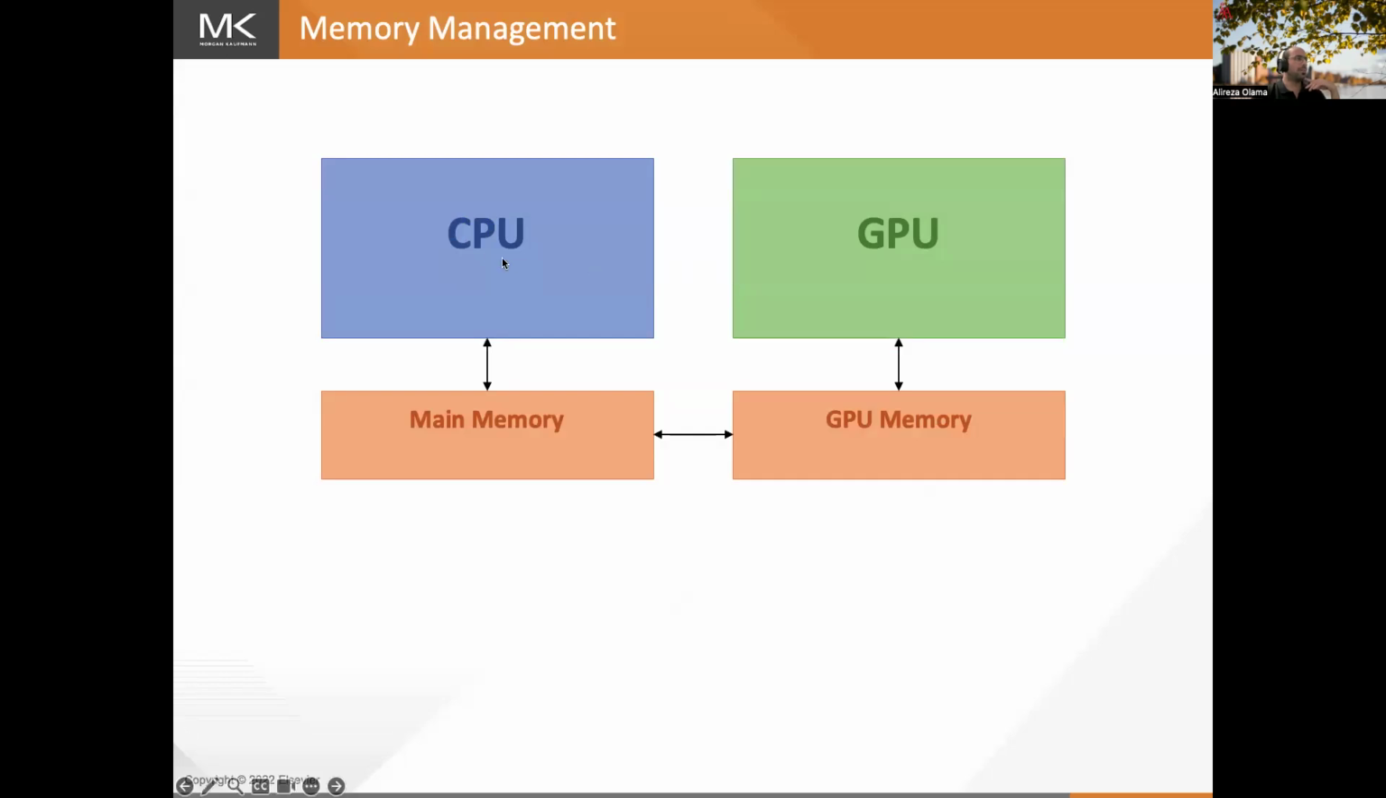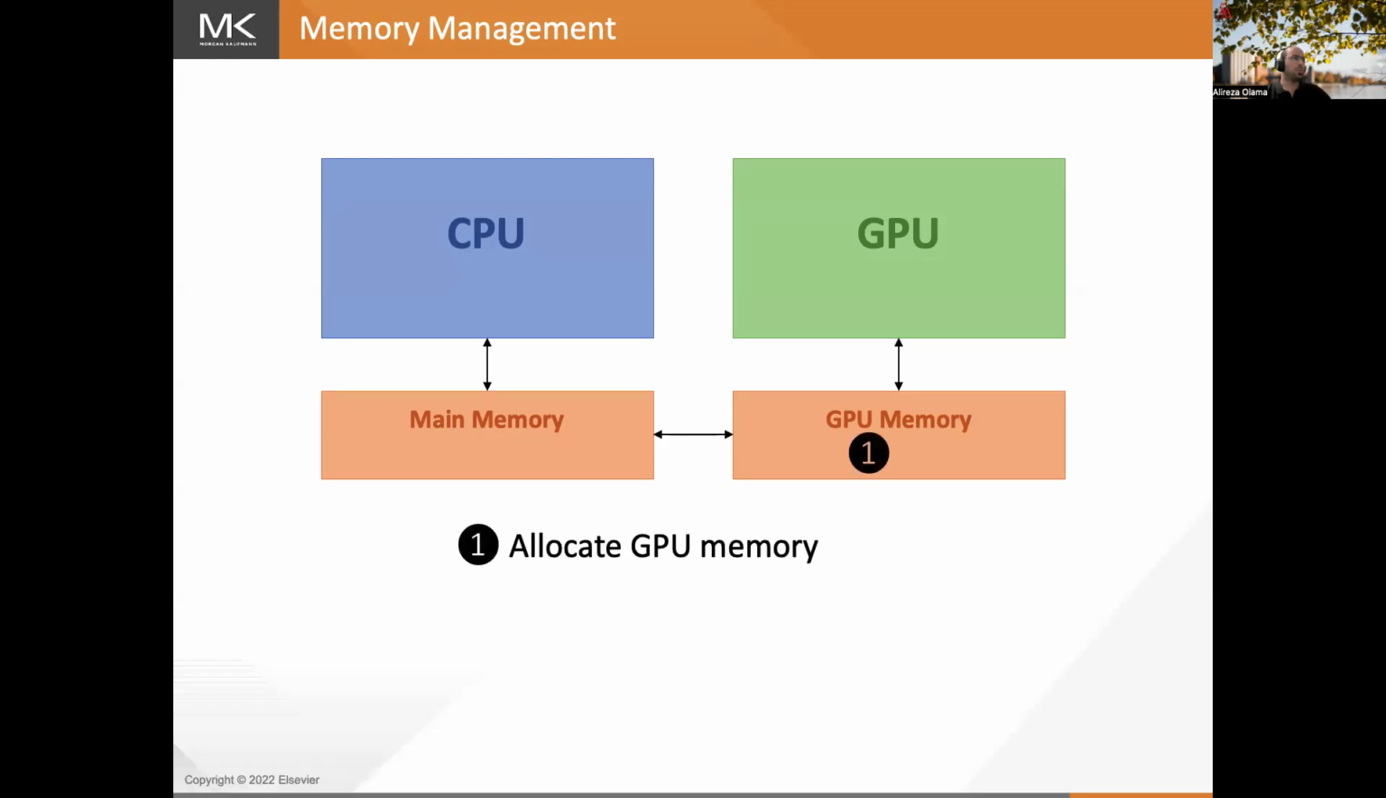So we know that we have a CPU and a GPU in our system. The CPU has its own memory, which is called the host memory. And the GPU also has its own memory, which is called the device memory. And you can also send data back and forth between the host memory and the device memory.